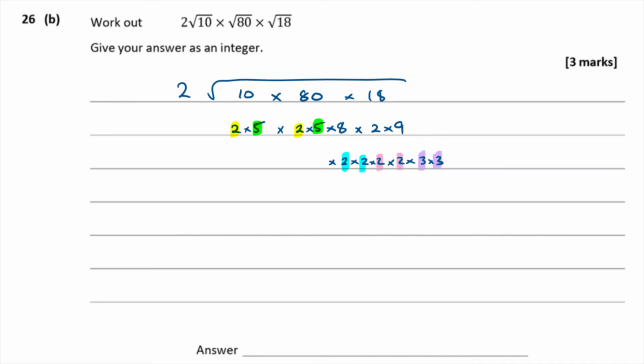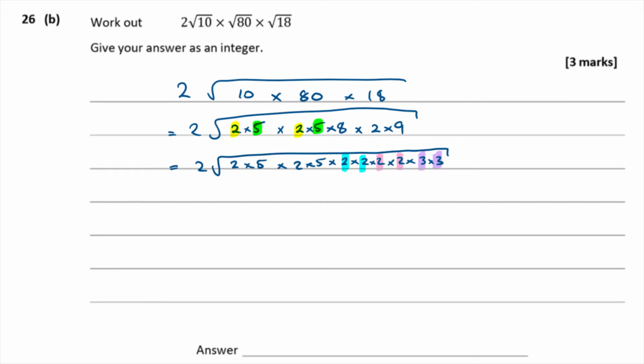Okay, so do you get what I'm doing? So let's put that all down. I haven't really written it properly yet. So this is equal to 2 times 5 times 2 times 5 times 2 times 2 times 2 times 2 times 3 times 3. Now the reason I'm doing all that is because I then want to pair these up into squares, and then I can square root my squares and just leave normal numbers. Does that make sense?